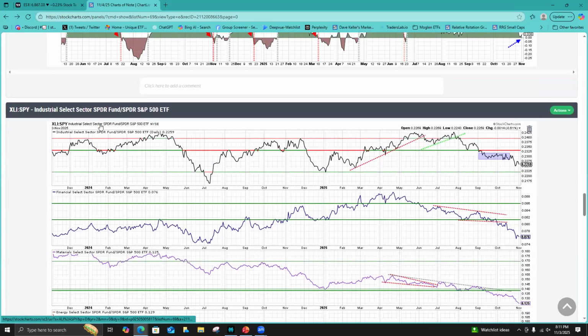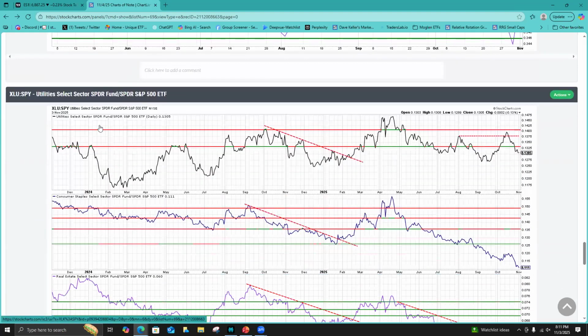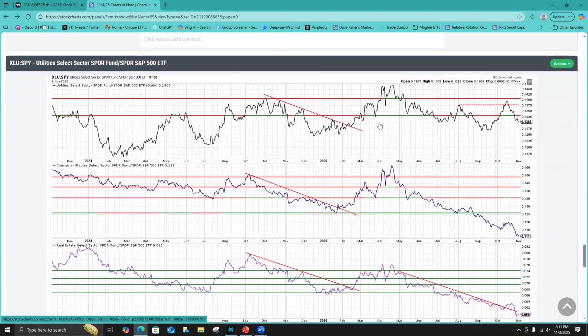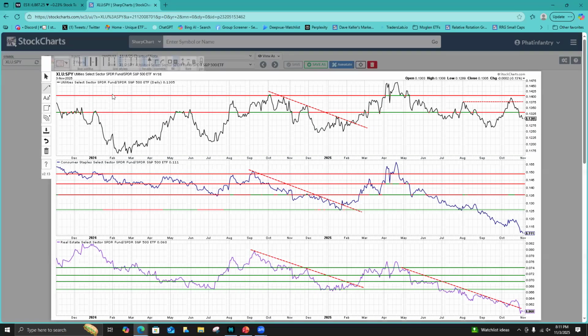And XLU, let's look at XLU, kind of hanging in there. That, not great. I mean, frankly, no. I mean, it broke down, but we do have a little bit of a key level right here, trying to form where it could hold. Draw that in while I'm looking at it.